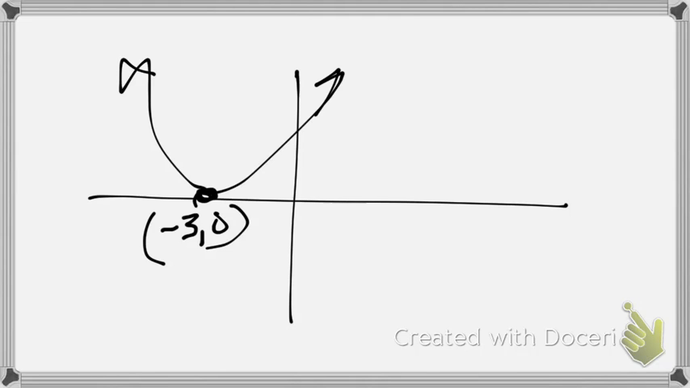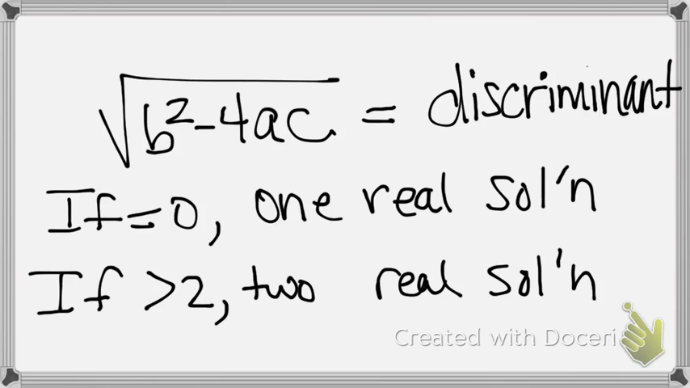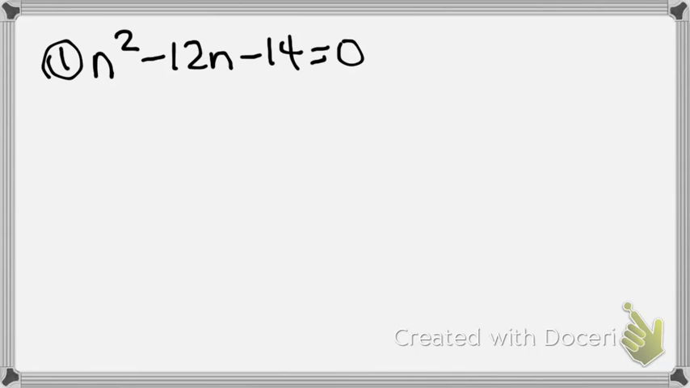Okay, let's do one more. So we have, I'm going to do one off the worksheet that we're going to have today. Actually, I'll probably do two off the worksheet to help you guys out. You got 10. So this is going to be number 1 on the worksheet, which is n squared minus 12n minus 14 equals 0. And we're supposed to solve these using the quadratic formula.